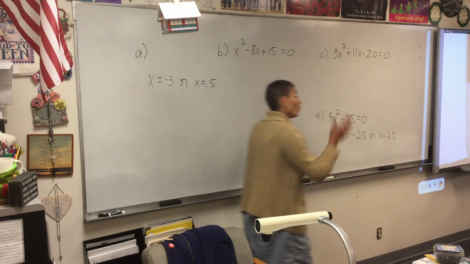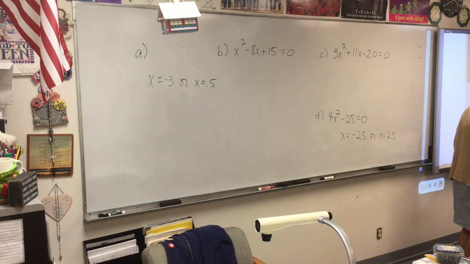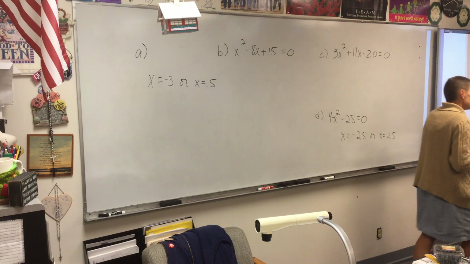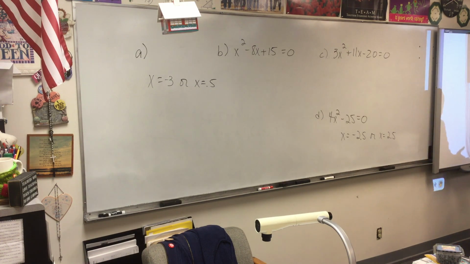Okay, Mazzy, there's no way you should get anything other than negative 3 if you press the buttons I told you to press. When you zoom and trace, which is what you did basically, you're never going to get exactly right on. You have to use that zero button.